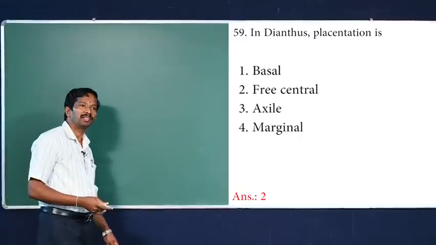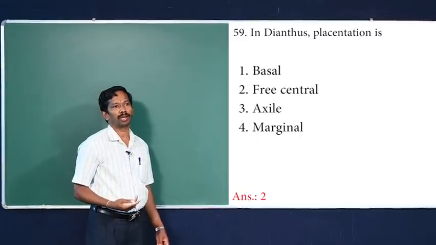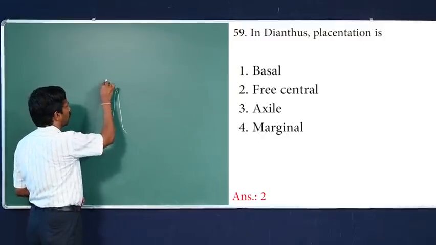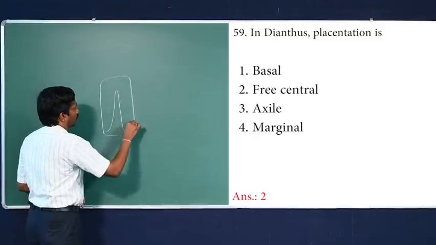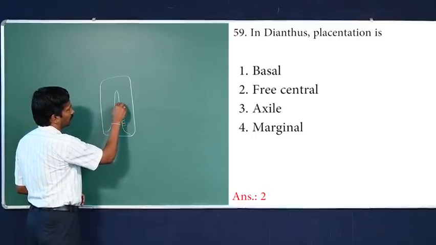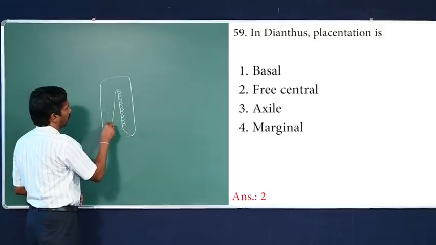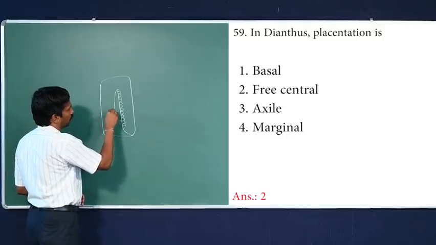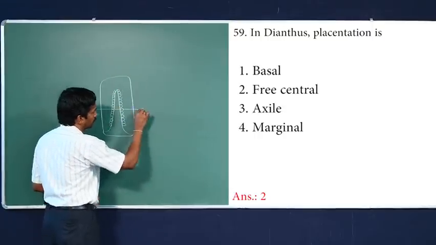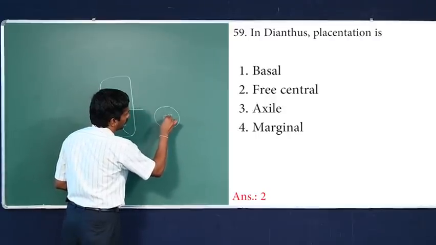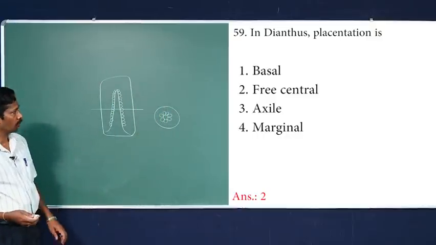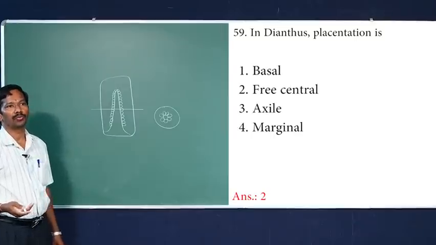In dianthus, the placentation is free central, where a dome shaped cylindrical placenta arises from the base. So this is a longitudinal section of the fruit, and many ovules are present in the center associated with centrally located placenta. Locules are absent, only one single locule is present, so cross walls are absent, because of that only single locule. And when you take sectional view and observe, placenta is present at the center surrounded by ovules. So therefore free central placentation. Answer is 2 for question number 59.